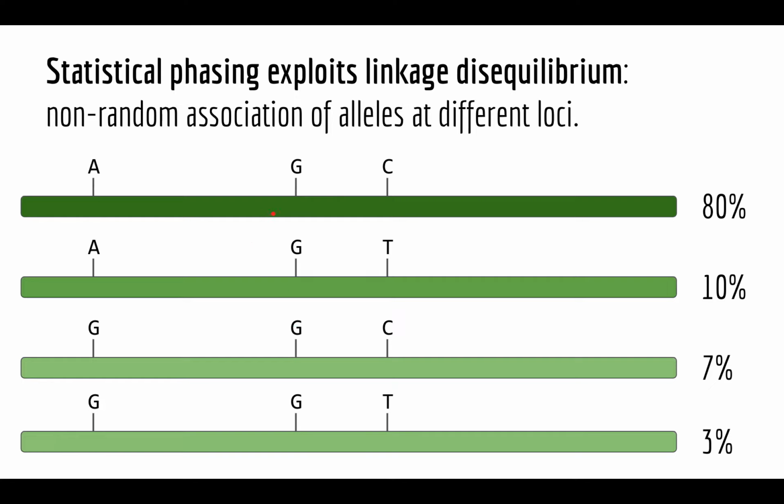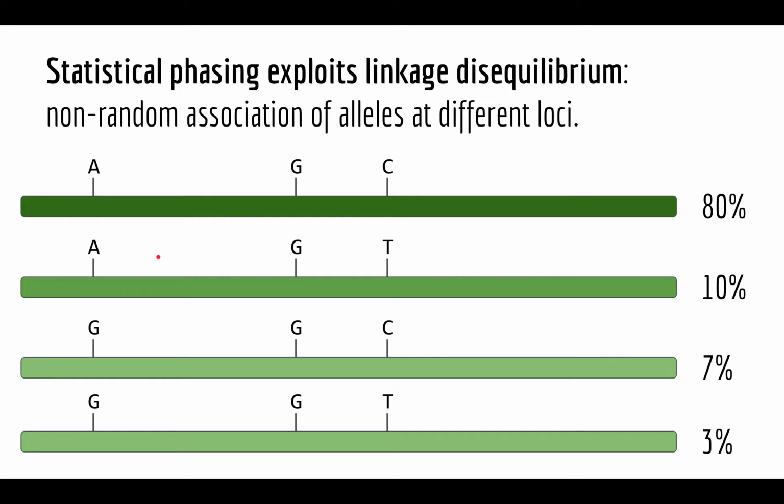This is representing 4 so-called haplotypes that exist in the human population, say. And we're focusing clearly on a very small part of a given chromosome. And what this is saying is that this haplotype, where there's an A followed by a G followed by a C at these 3 different sites, 80% of chromosomes in the human population look like that. 10% look like this, 7% like this, and 3% look like this. And these other haplotypes are less common. So we can exploit that information.